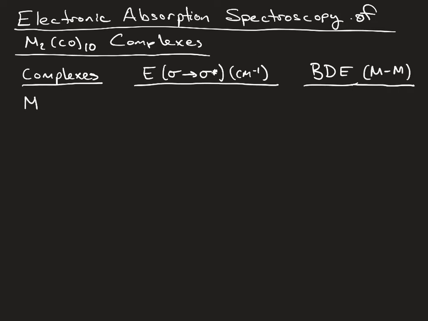I'm going to start by just looking at the dimanganese complex. And this has an energy of approximately 29,750 wave numbers. And the corresponding metal-metal bond dissociation energy in kilocalories per mole is 37 kcal per mole.